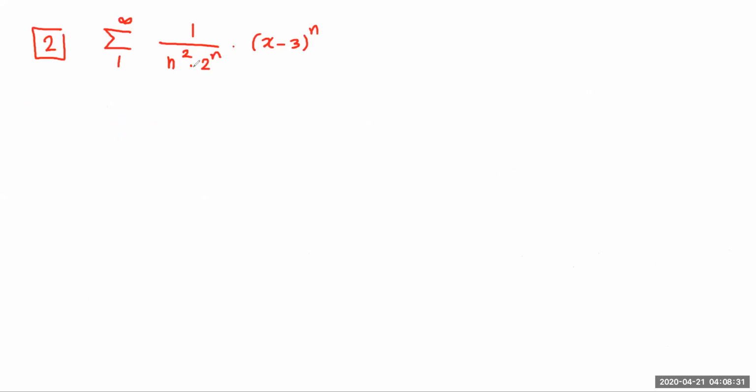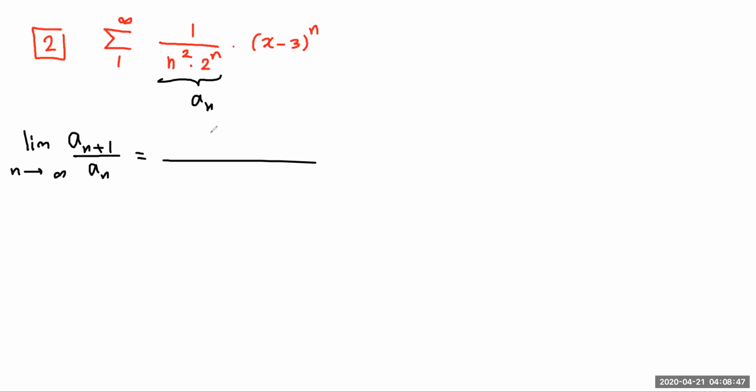Let's take another example. Now this is a_n. Let's calculate the limit of a_(n+1) over a_n when n goes to infinity. Let's write a_(n+1): it's 1 over (n + 1)^2 times 2^(n+1), divided by 1 over n^2 times 2^n. Let's cancel this term with this term. We will have 2 here.